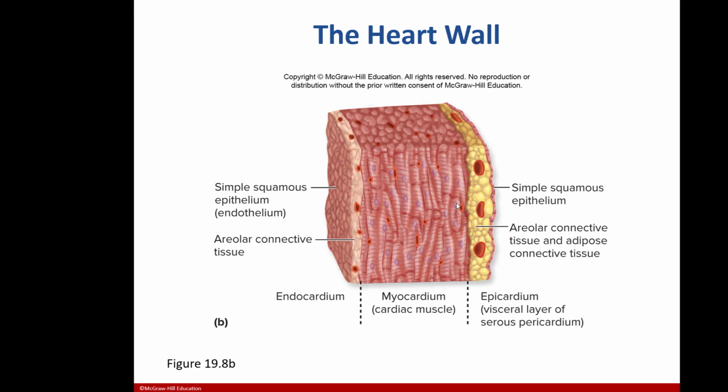On the left-hand side, you can see the endocardium, a thin layer of simple squamous epithelial tissue. The middle layer is the myocardium, cardiac muscle. And then the outer layer is simple squamous epithelium, mixed in with areolar connective tissue, and it gets replaced with adipose tissue as you age, also known as the epicardium.